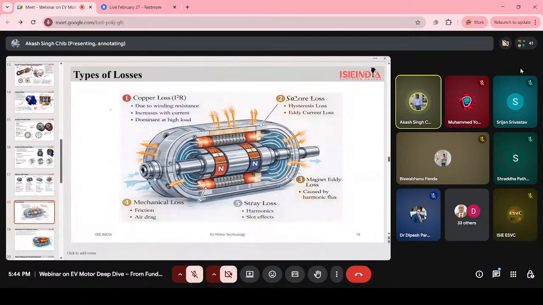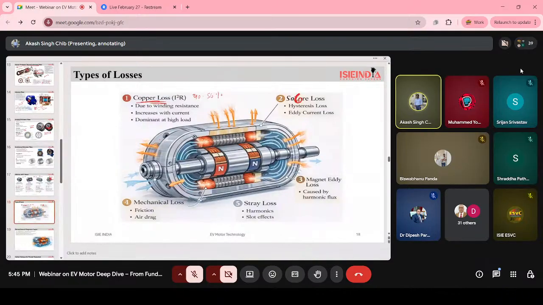So we have copper loss. Copper loss is the major loss in the motors. It is around 40 to 55% of the loss we get from the copper. Copper loss happens always in the stator winding. It is due to the resistance of the copper.